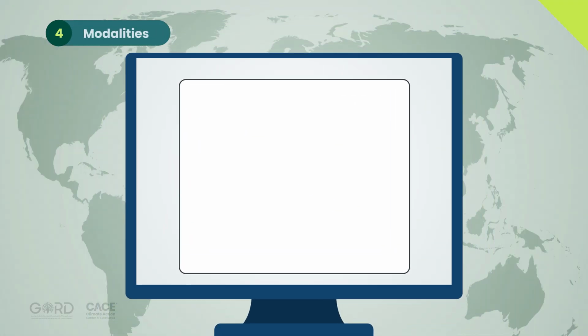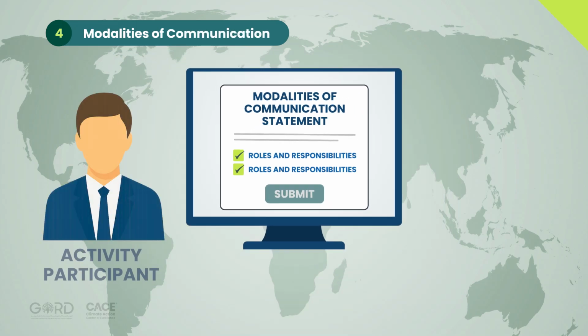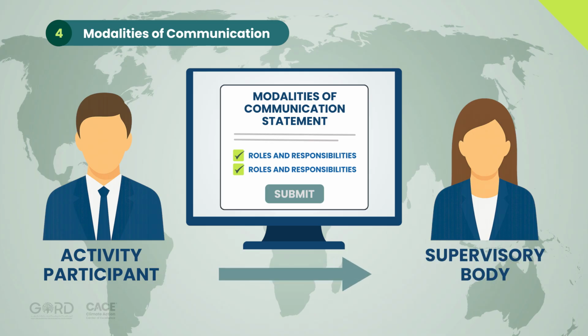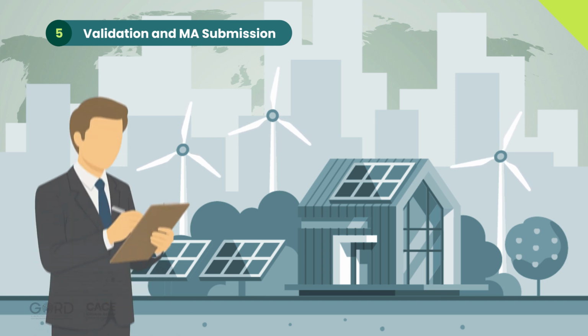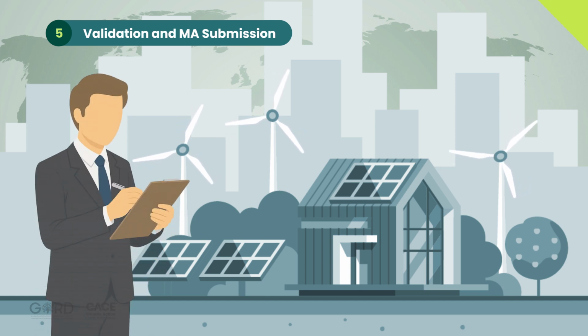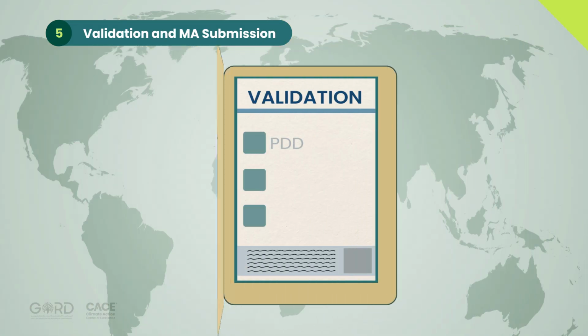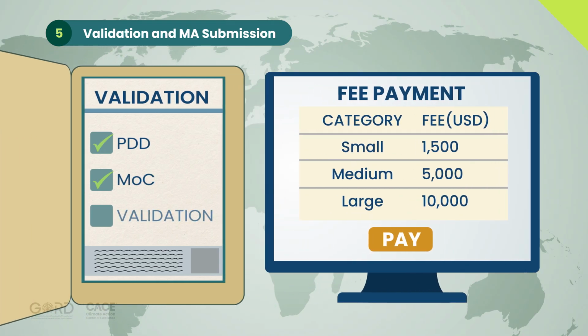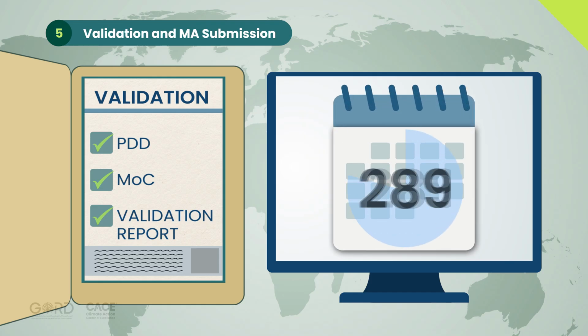Step 4. Modalities of communication. The activity participant submits a modalities of communication statement, clarifying who has authority to interact with the supervisory body on the project's behalf. Step 5. Validation and MA submission. A designated operational entity validates the mitigation activity. It then submits the full package on behalf of the project proponent, including the PDD, MOC, and validation report within 365 days of host country approval.